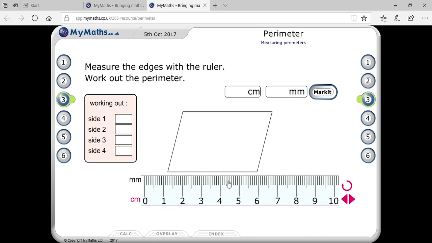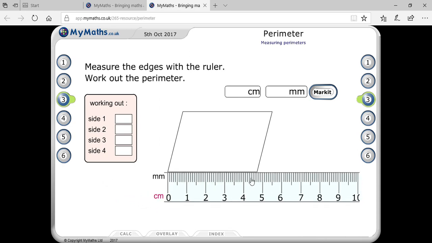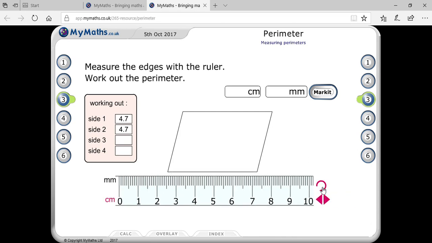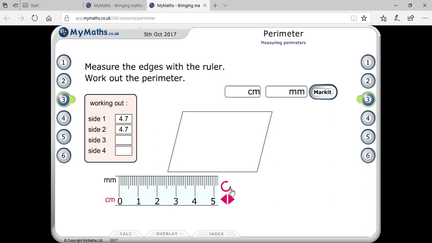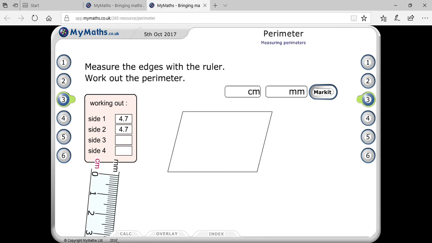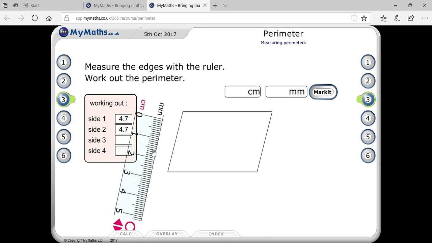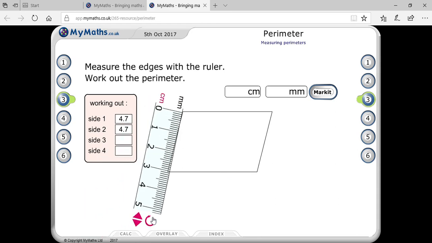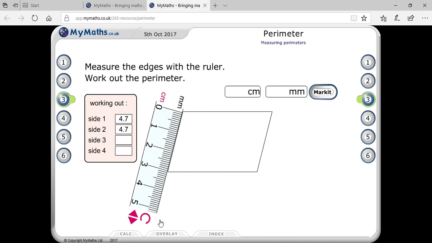Yes, that is your parallelogram. For the parallelogram, firstly you have to measure one length. It is not 5, it is 4.7. Yes, it is 4.7. And side two will also be 4.7. Then I have to shorten the scale, give me a second, and then we can rotate it and place it over here.